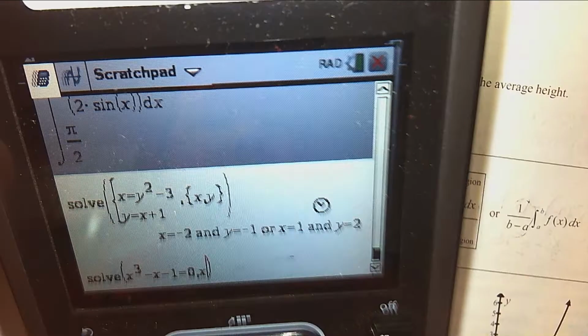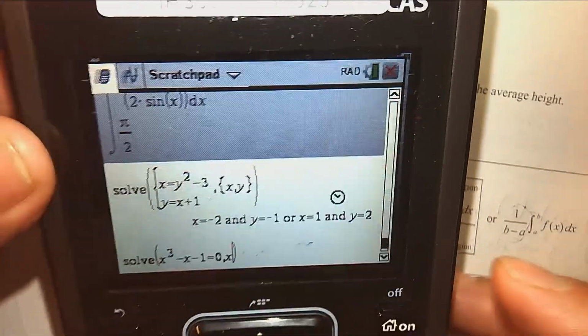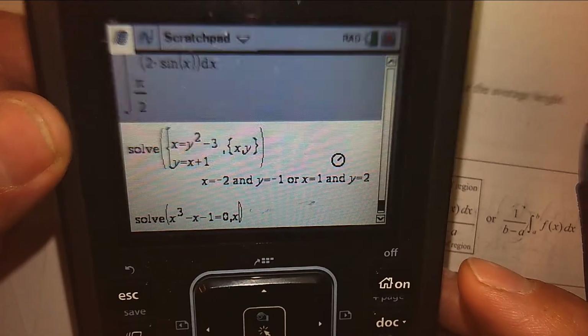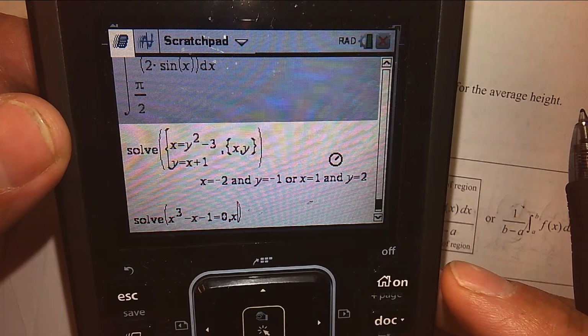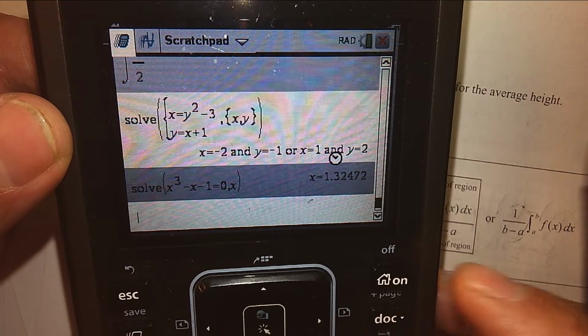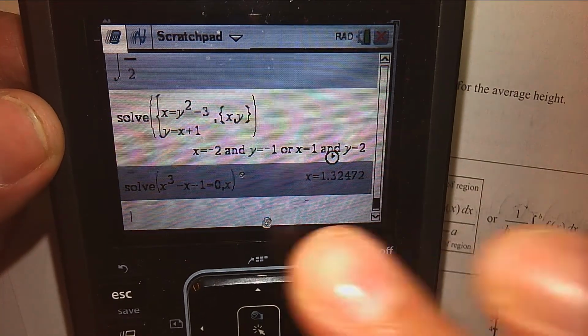Did it freeze on me? Oh, it has like this little fun little clock going on. It's spinning. Oh, there you go. I just had to be patient. So what is x equal?